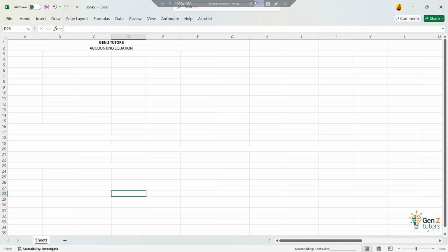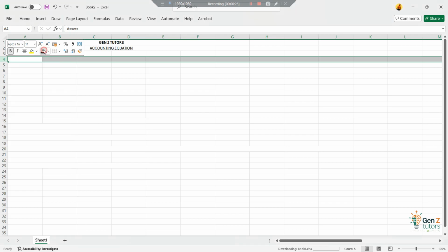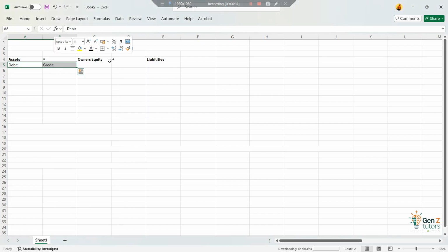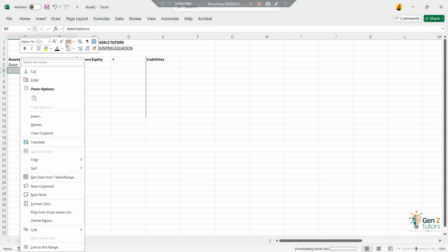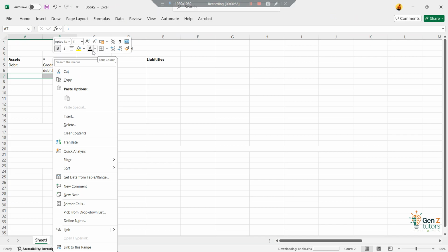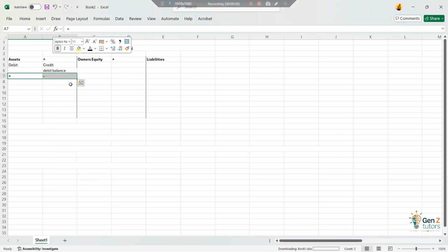Today we shall be focusing on the accounting equation. As you know, with the accounting equation, your assets are equal to your owner's equity plus liabilities, right? And assets have a debit balance. They all have a debit and a credit, but your assets will have what you call a debit balance, meaning they increase on the debit side and decrease on the credit side.